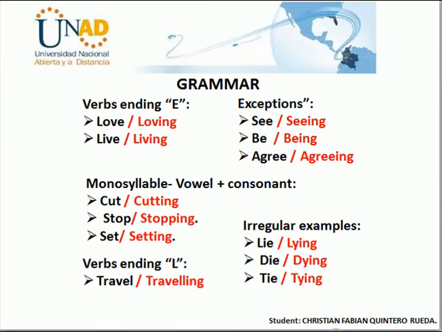Okay, the verbs ending with L. For example, travel. We double the consonant, and finally it is traveling. Okay, there are some irregular examples with some special verbs: lie, die, and tie. We change the ie to y and add ing. For example, lying, dying, and tying.